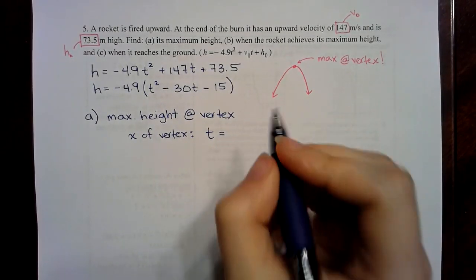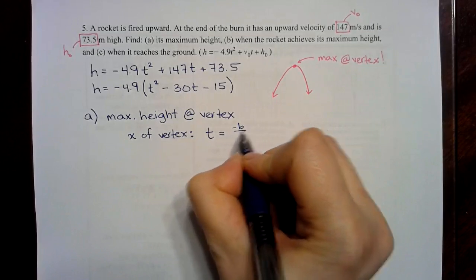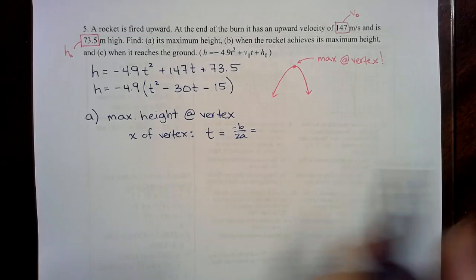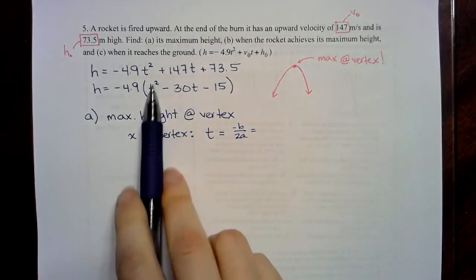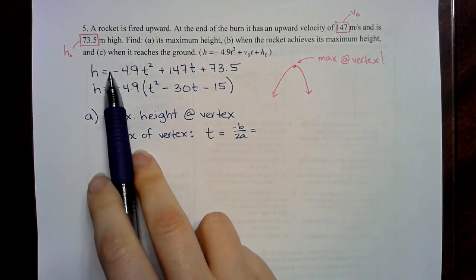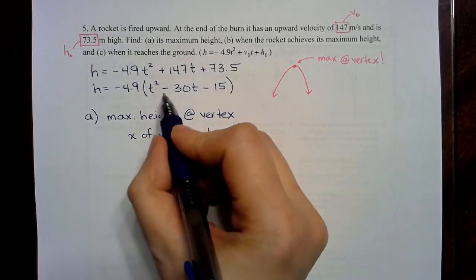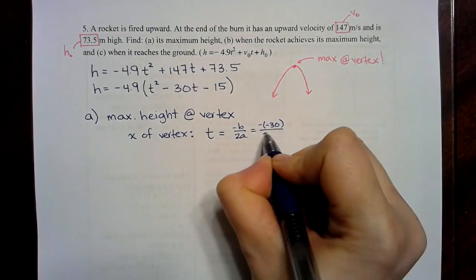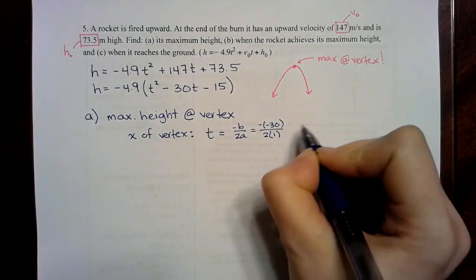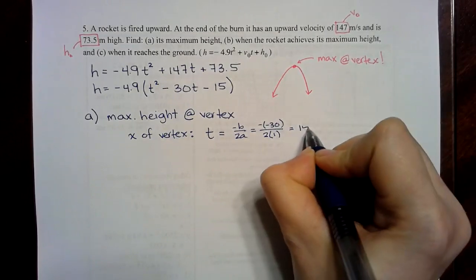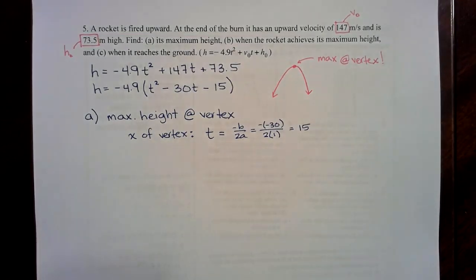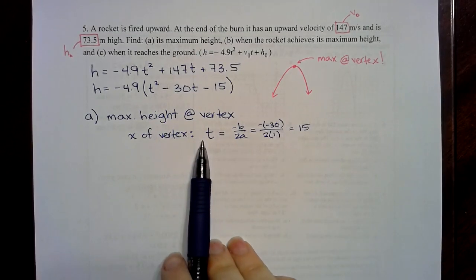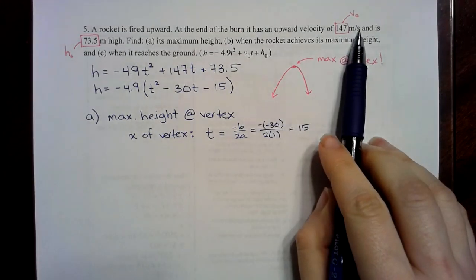And in this case, I want to find negative b over 2a. So I'm going to use these nice numbers, but you could use the ugly numbers and you'd get the same result. So I have negative of negative 30 over 2 times 1, which is going to give me 15. Now t is a time, and we're measuring time in seconds.